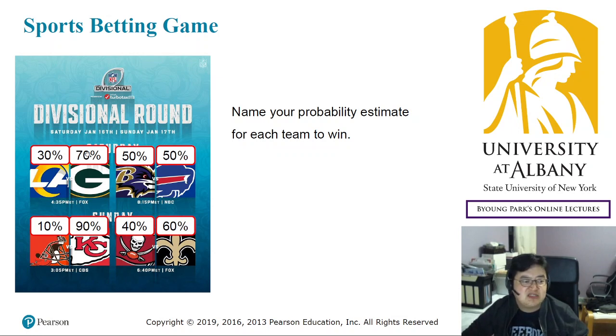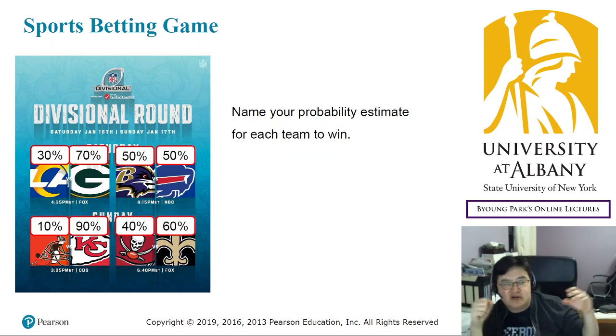So this is your bet, and like Ravens and Bills 50-50. And I'm very sorry for Browns fans, but I expect the Chiefs to win with 90%, and Bucs 40%, Saints 60%. In this way, this is my betting. Of course, in a matchup, the sum of the probabilities must be 100%, obviously.